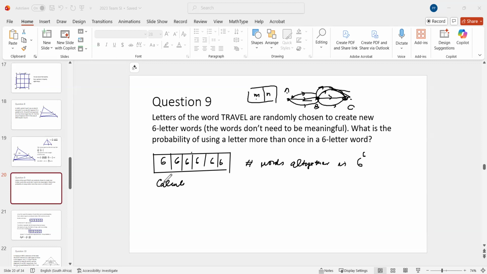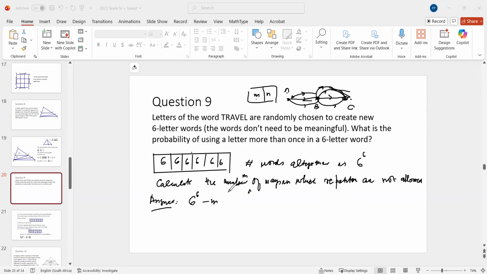Calculate the number of ways in which repetitions are not allowed. Right? So if you calculate the number, say m, of ways where repetition is not allowed, then your answer will be 6 to the 6 minus m. So you eliminate all those where repetitions are not allowed, and you get those where repetitions are allowed. Because the question is, what is the probability of using a letter more than once? So repetitions are allowed in the question.